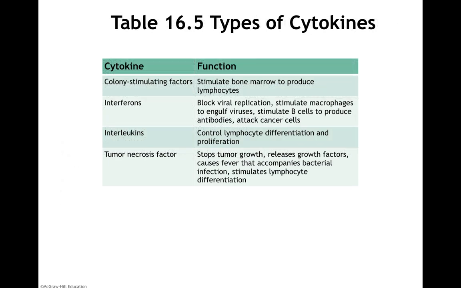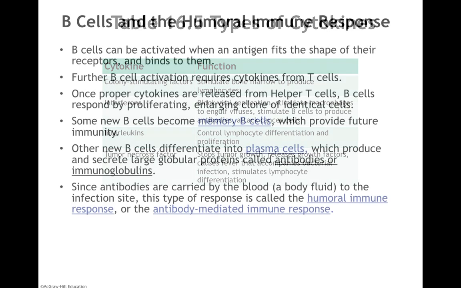Some of those cytokines are colony stimulating factors, interferons, interleukins, or TNF, tumor necrosis factor. They all have different activities. They're all small chemicals produced by cells acting on cells around them. So they're not really like hormones. They don't tend to have systemic effects, but they do have localized effects.